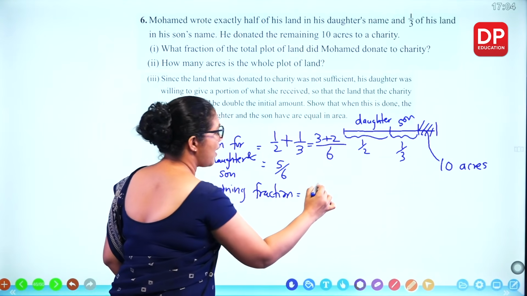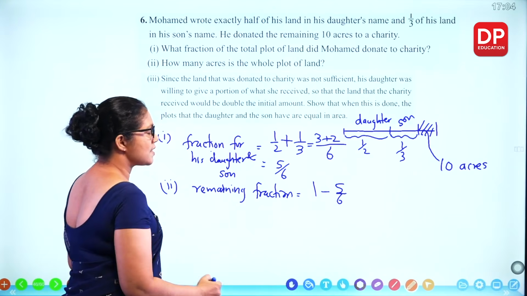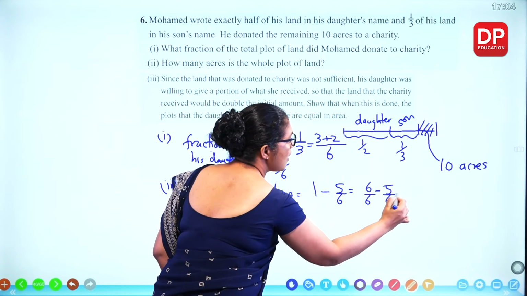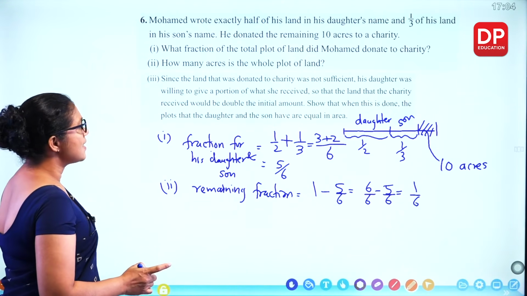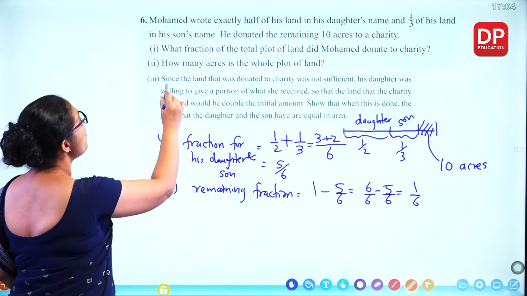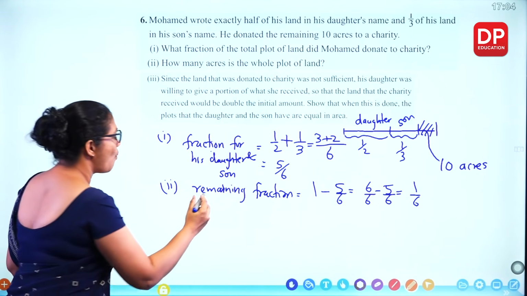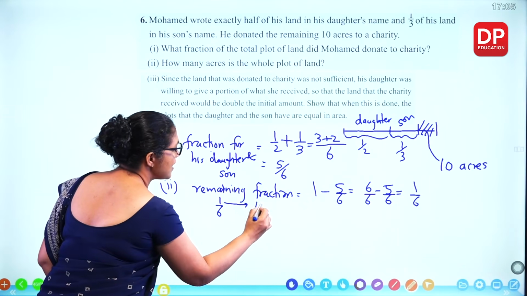So the total parts 1, you subtract 5/6. So what's the answer? 1 you can write 6/6. Subtract 5/6, you get 1/6. Then it says how many acres is the whole plot of land? We know 1/6 of land represents 10 acres.